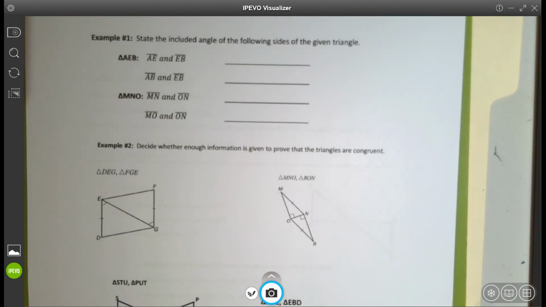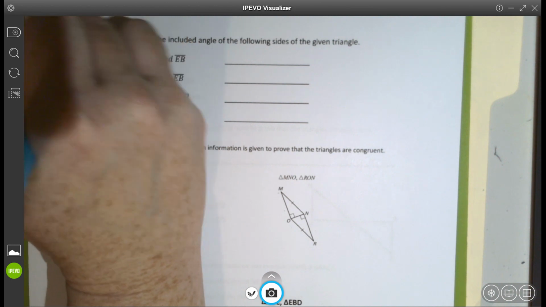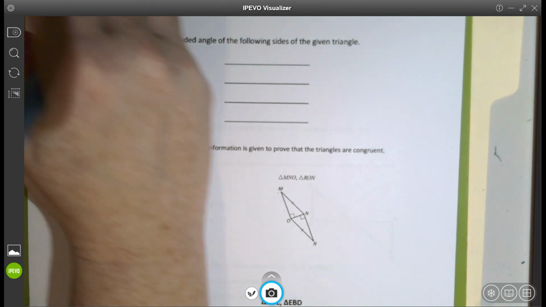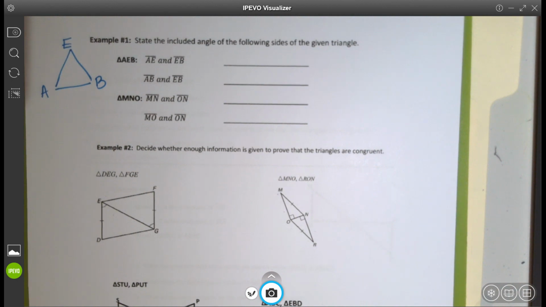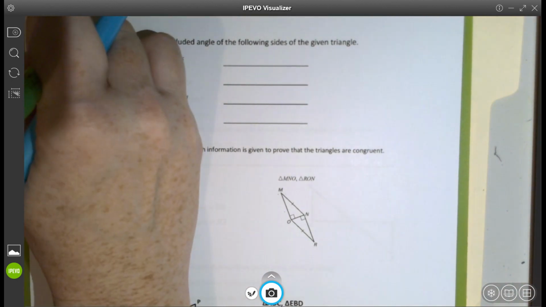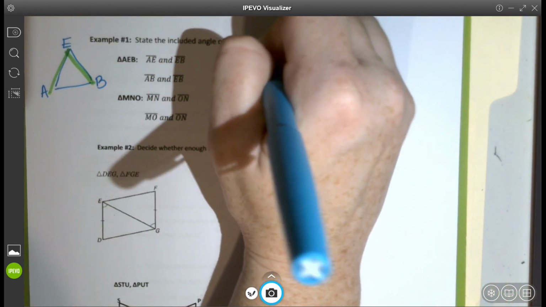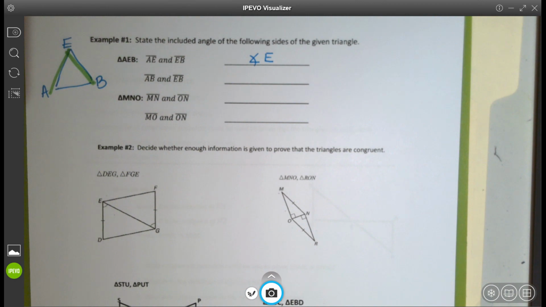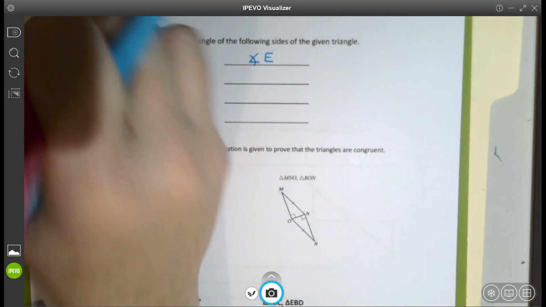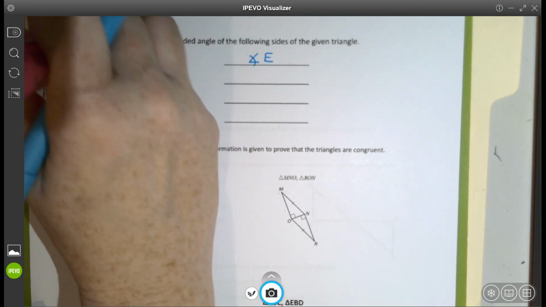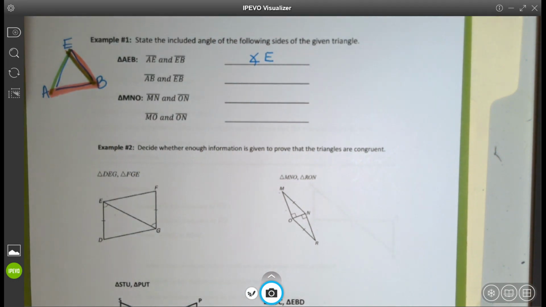All right, it says state the included angle of the following sides of the given triangle. So they're telling me triangle AEB and triangle MNO. Notice there is no picture, so you should be drawing a picture. I'm going to sketch out a picture for AEB. I'm going to highlight AE and EB. Where they meet is my included angle. In this example, it is angle E. For AB and EB, in my example in pink, you can see they meet at angle B.